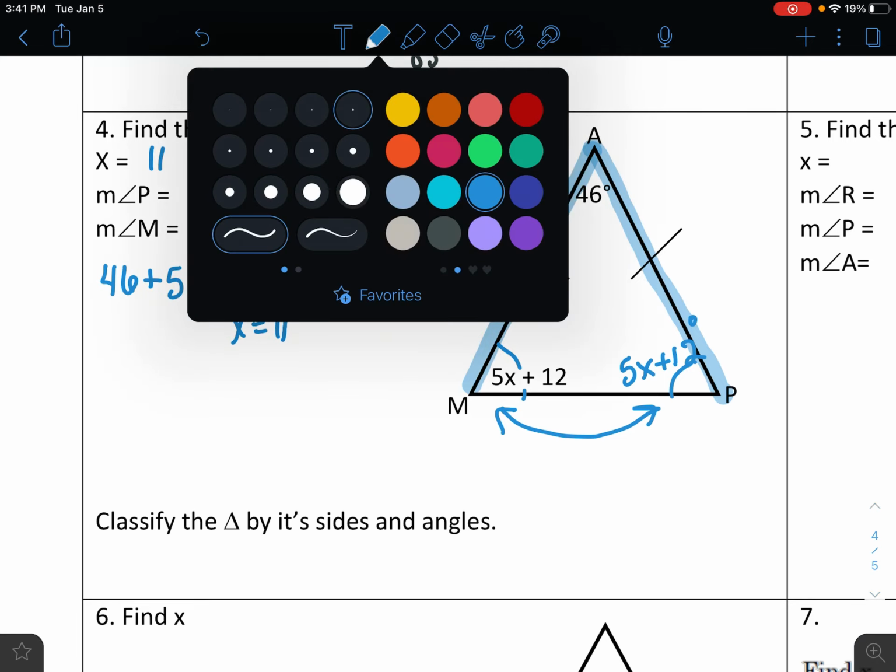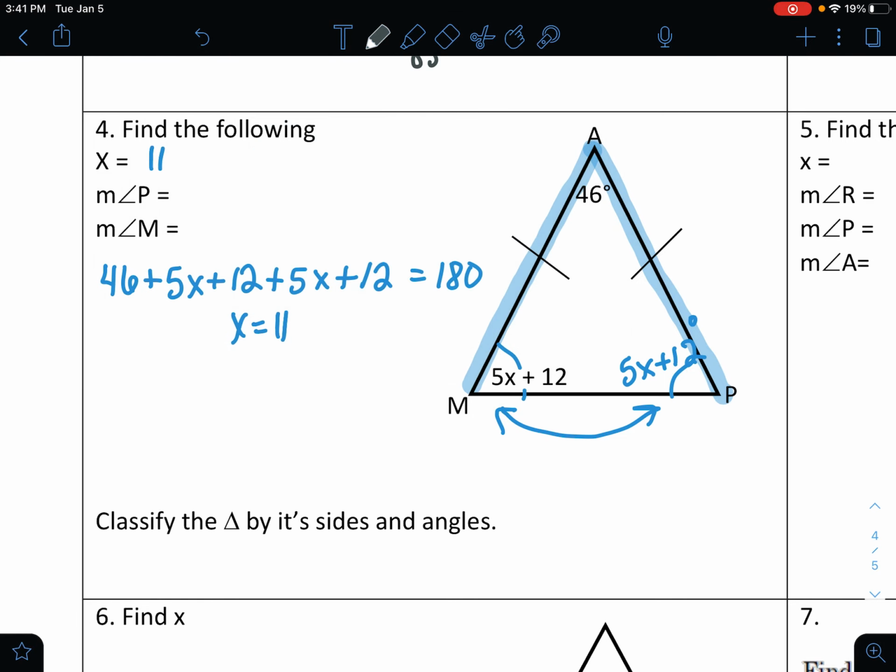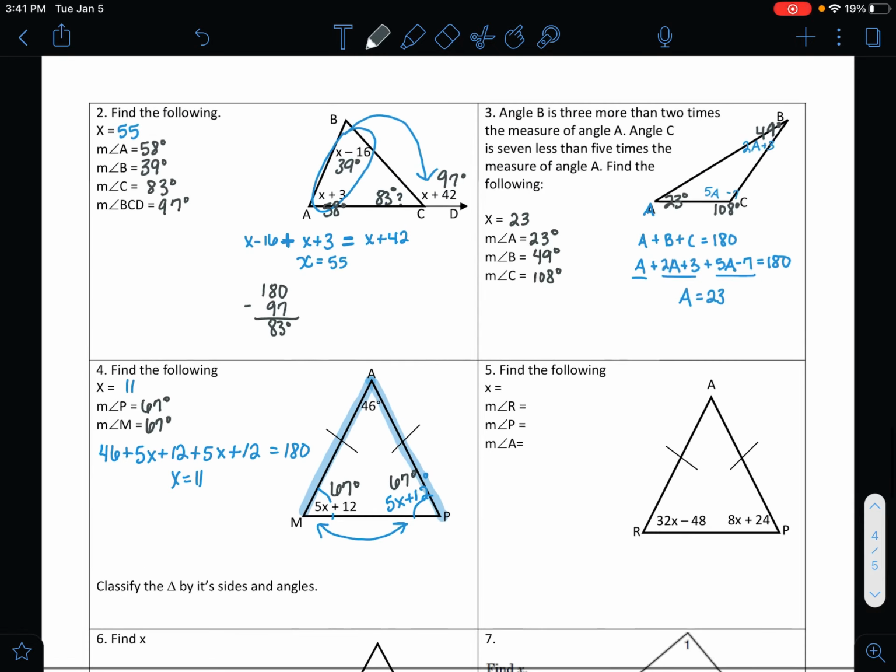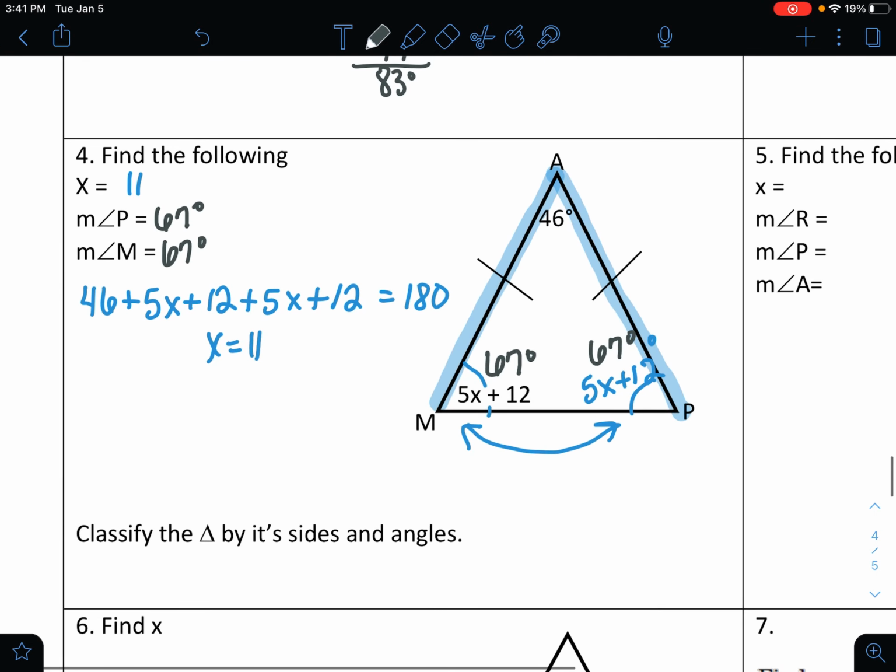Okay, and then of course you just gotta plug it back in. So 5 times 11 plus 12 is gonna give us 67 degrees. And the other side has to be the same. And it's funny because we actually figured out that was 67 degrees without having to do all that extra work, so that's kind of interesting. Did we have to classify the other two? No, we already know it's isosceles.